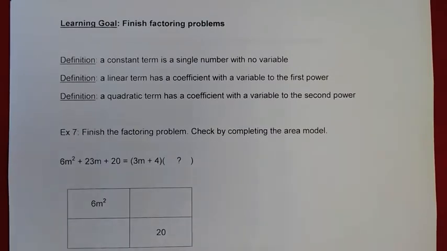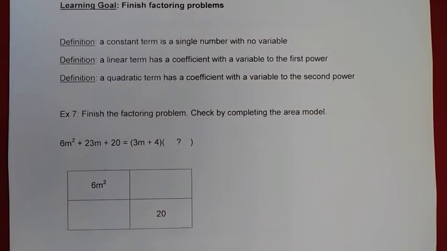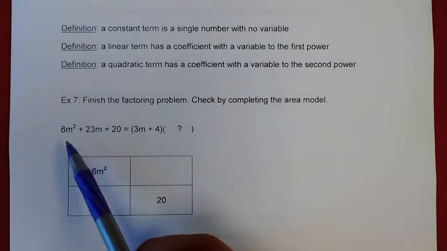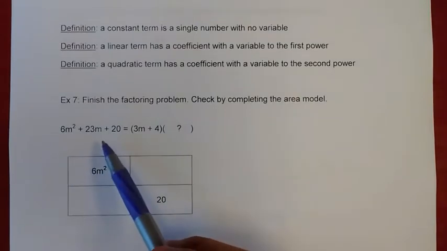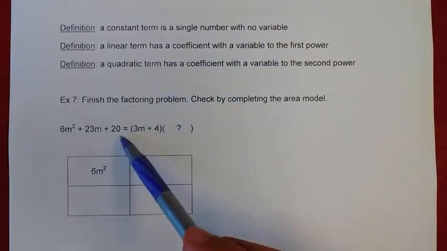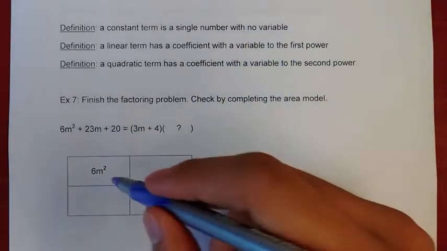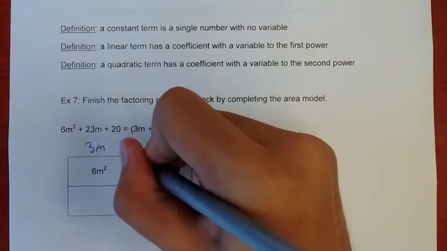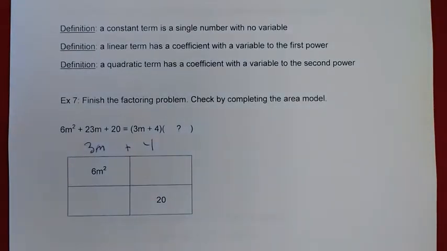So here we have example 7. Finish the factoring problem. Check by completing the area model. If we look at the problem here, 6m squared is our quadratic term because it has a variable to the second power. 23m is our linear term, and 20 is our constant term because there is no m. So here we're trying to finish this factoring problem, and I can write 3m plus 4 here at the top. I could have written it on the left, but it doesn't really matter.